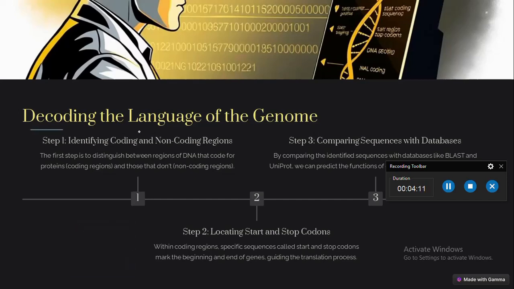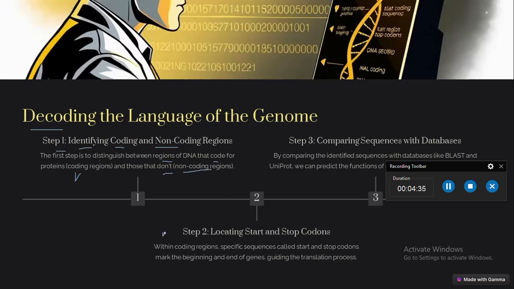Decoding the language of the genome. Step 1: we identify the coding and non-coding regions. The first step is to distinguish between regions of DNA that code for protein, which are called coding regions, and those that don't code for a protein, called non-coding regions.